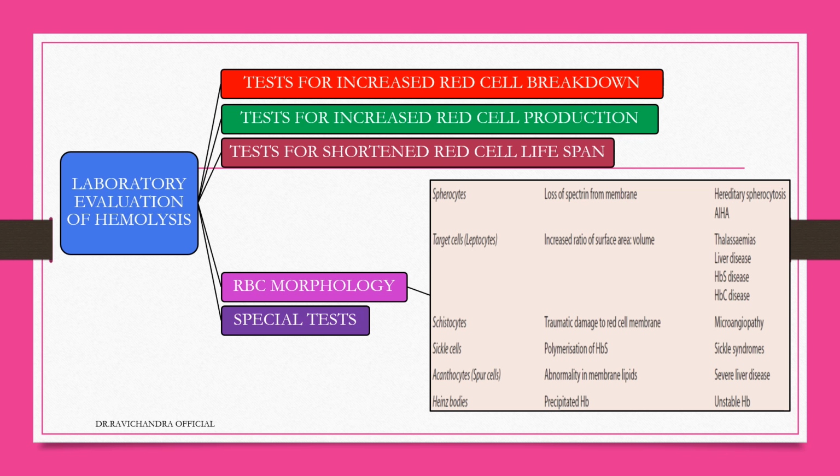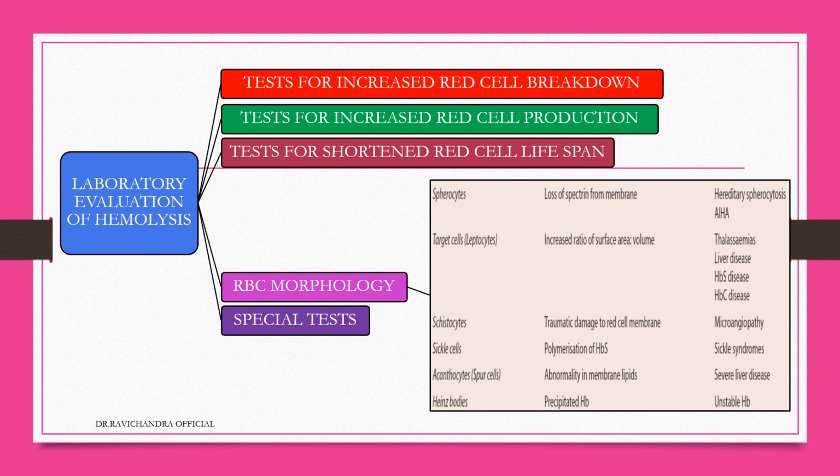Coming to the schistocytes. Schistocytes are because of the traumatic damage to the red cell membrane, and it is the characteristic feature of MAHA, microangiopathic hemolytic anemias. Coming to the sickle cells, it is because of the polymerization of hemoglobin S. Sickle cells are seen in all sickle syndromes. Spur cells are also called acanthocytes. They are because of the abnormality in the membrane lipids, and they indicate severe liver disease.